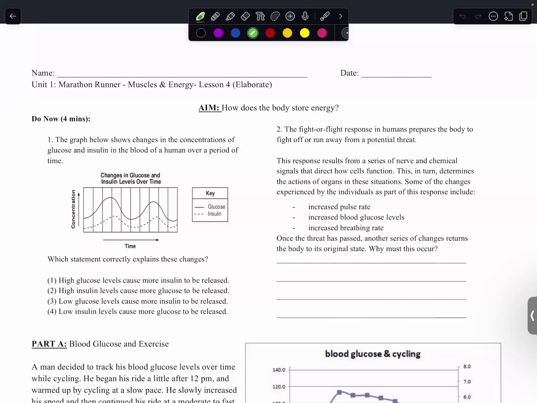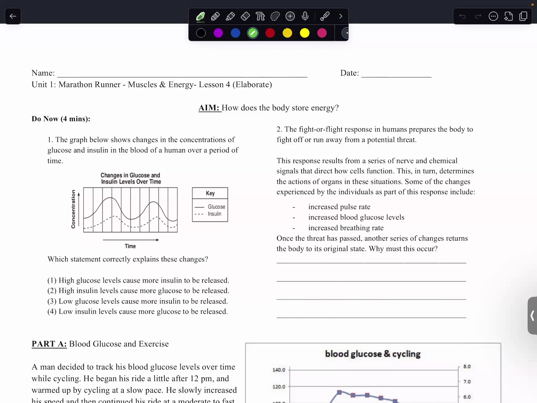And elaborate just basically means we're going to really hammer home what we needed to know using other examples and analyzing some graphs and charts here, just to really understand how some of these phenomena work. In this case, glucose regulation.